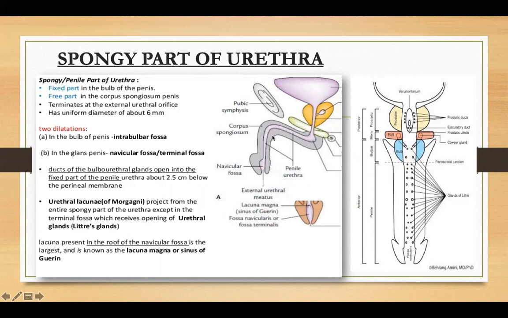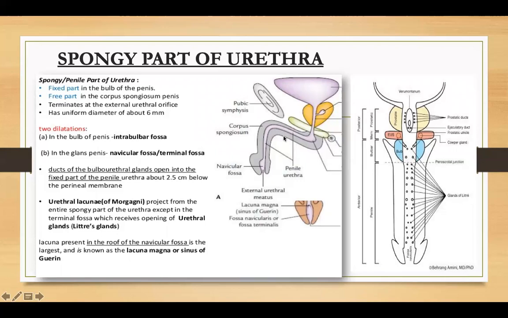This is its free part. Terminates at the external urethral orifice. Here it terminates. So, terminates at the external urethral orifice. Has a uniform diameter of about 6 mm.